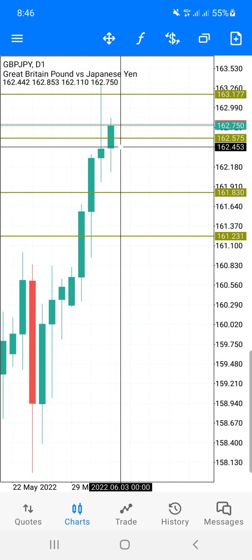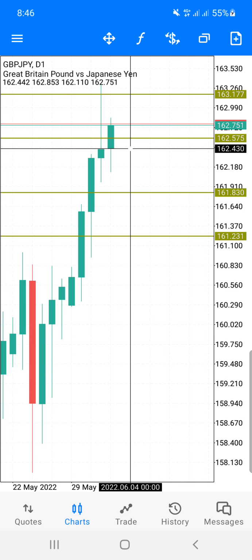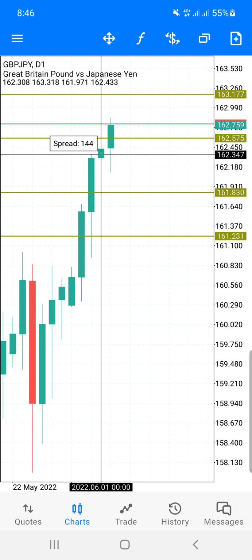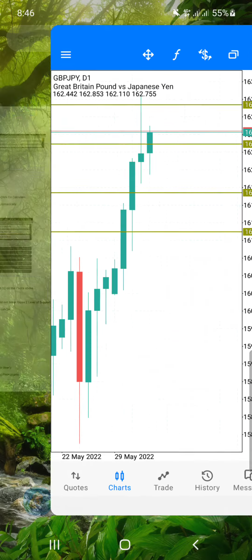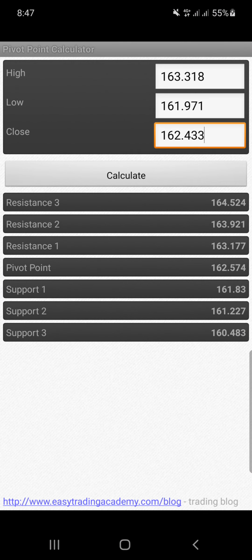Then if you put the crosshair cursor on the close, it is 162.43. See the value here, right? So now once you insert all these values into the calculator, which I have done here, right?